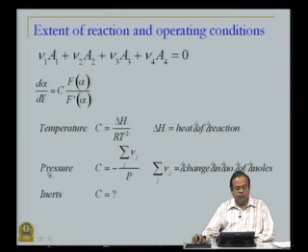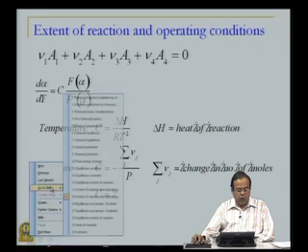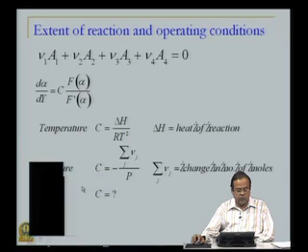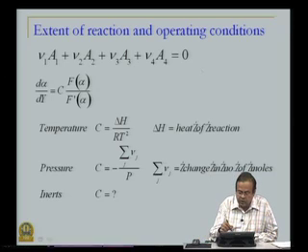What happens if we change pressure? Now, it turns out the constant C in this case is the summation of nu j, the stoichiometric coefficients. Now, what do we mean by that? Let's take this reaction of ethane formation.